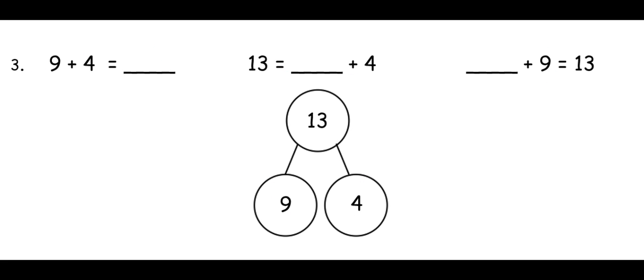In the next problem, our whole is 13, and our two parts are 9 and 4. Looking at my first equation, it shows the two parts. 9 plus 4 would equal 13. In the next equation, I start with my whole. I have the whole of 13. What number would I combine with my 4 to equal that whole? Well, that would be 9.